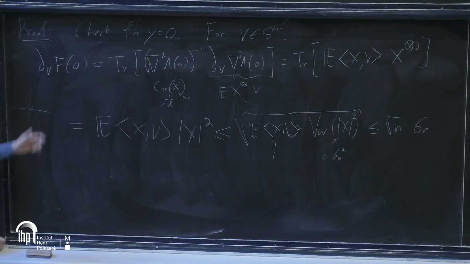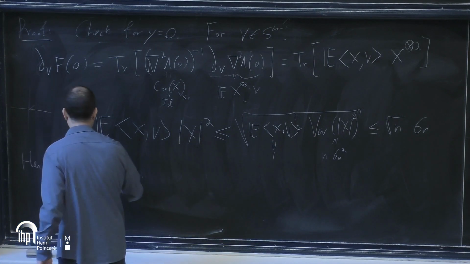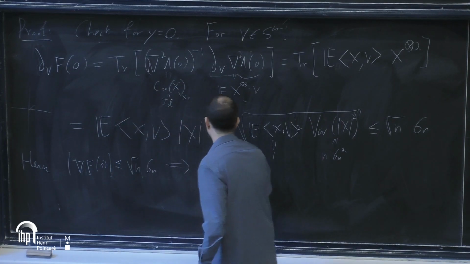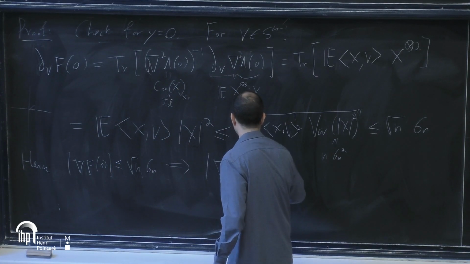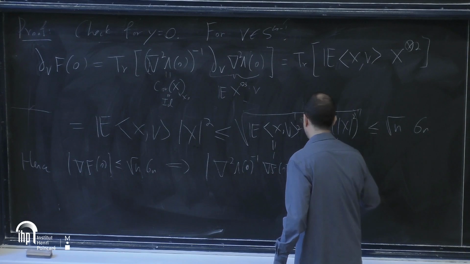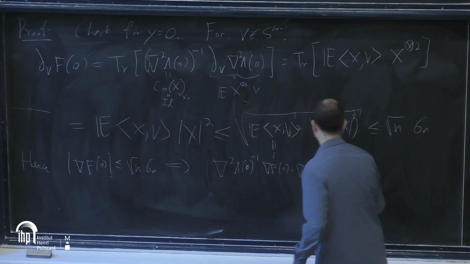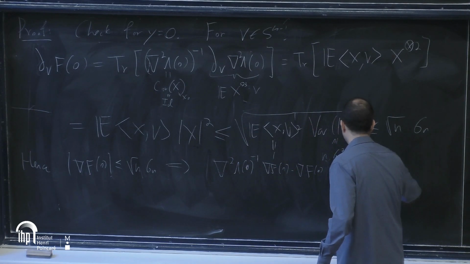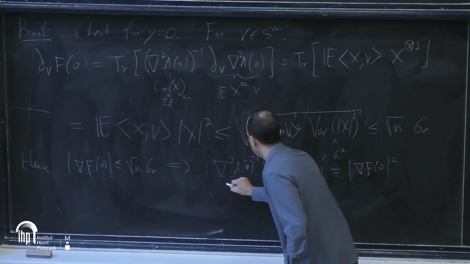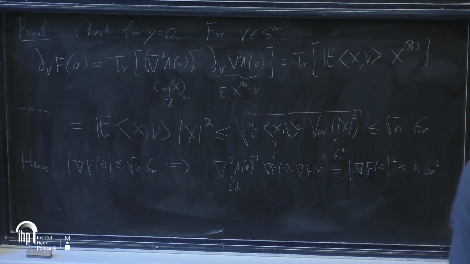Since this is true for any unit vector v, we understand that grad f at 0 is at most root of n sigma n, or the Hessian minus 1, grad f squared. Is that a square? Yeah, no square. So this is at most n sigma n. This equals grad f squared, because this is identity. So this is at most n sigma n squared. Okay, so we proved it just at one point.